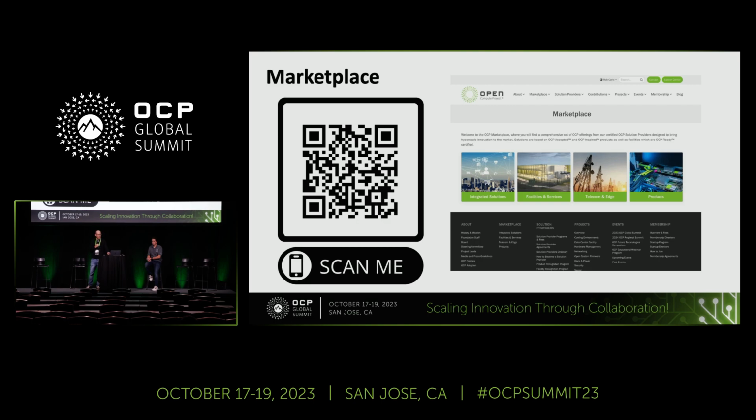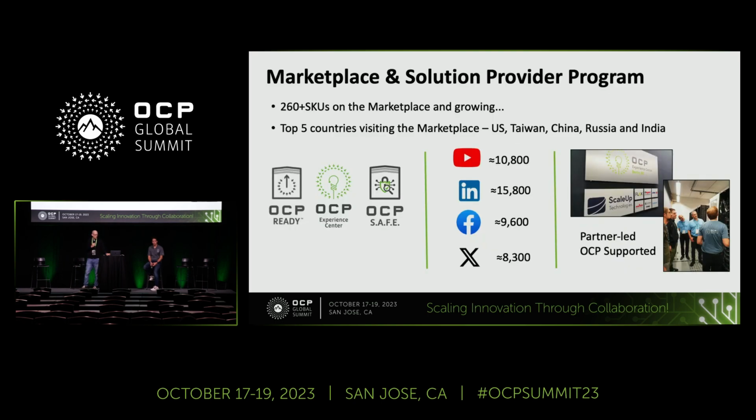I do want to highlight, there's the QR code if you ever wanted to see the OCP Marketplace. We're approaching over 260 SKUs. And it's not just the number of SKUs that matter. It's about being able to piece together your own supply chain using the hardware, the open ecosystem that we built.